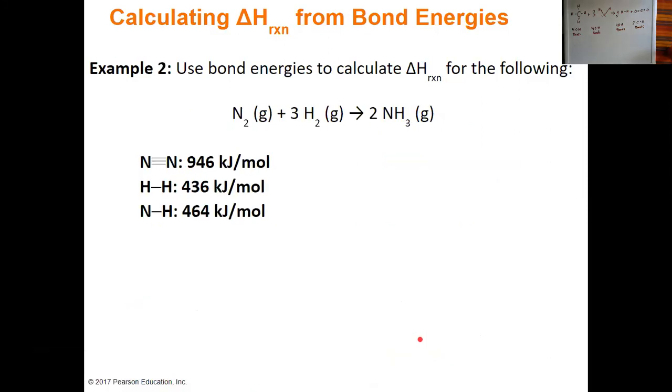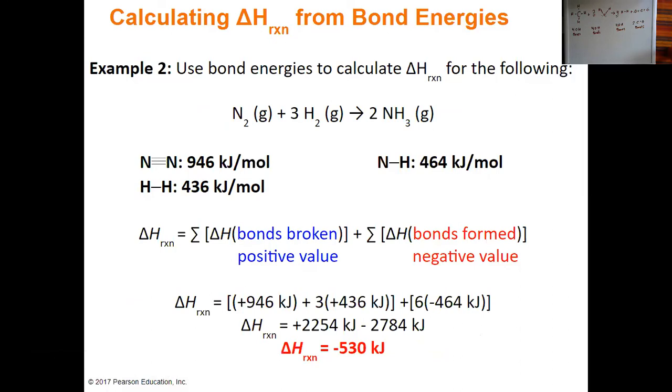Now I'd recommend you pausing and trying this on your own. I'm going to run through it now. My delta H is going to be 946 kilojoules from my nitrogen bonds, plus 3 times 436 from my hydrogen-hydrogen bond, plus 6 times negative 464 for all of my NH bonds in the 2 ammonia molecules that I have. That gives me a total delta H value of negative 530 kilojoules.